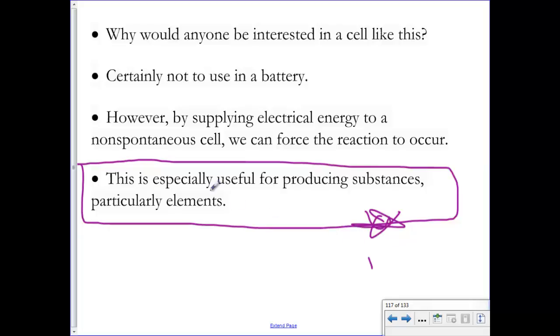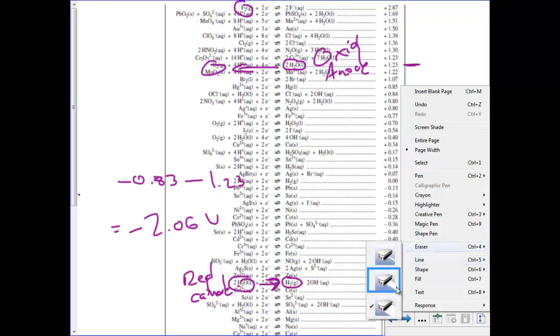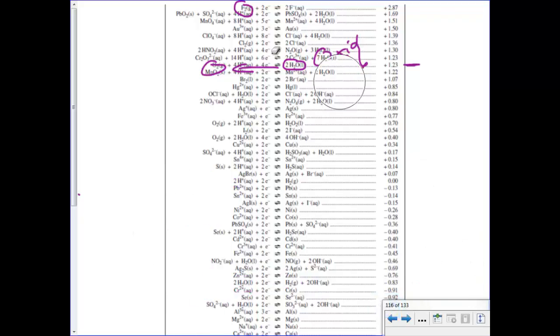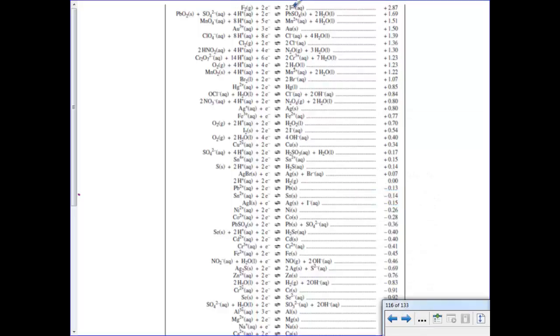This used to be one of the biggest purposes, trying to produce substances. Let's say you want to make fluorine gas. One of the ways you could make it, let me just erase some stuff. So this is your goal right here.